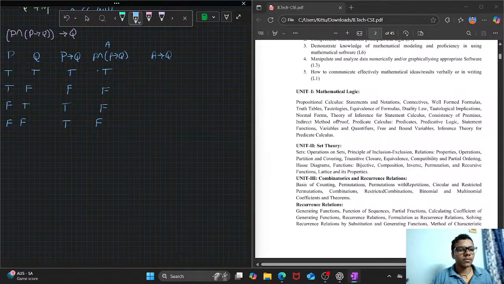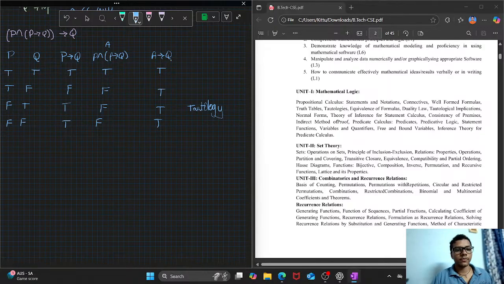And now you got to do this whole thing implies Q. So T and T is T, right? Start from here and go to here. F and F is T as well. F and T is T as well. F and F is T as well. Because there is no TF case here. So this is a tautology. Right? Because all the cases are true. And that is how you do it. And if you try to solve the remaining problems as well, they are as simple as that.